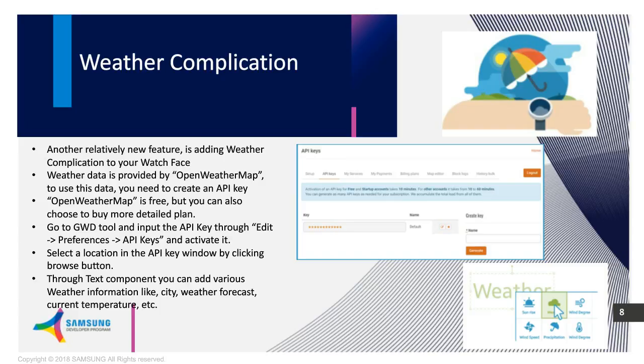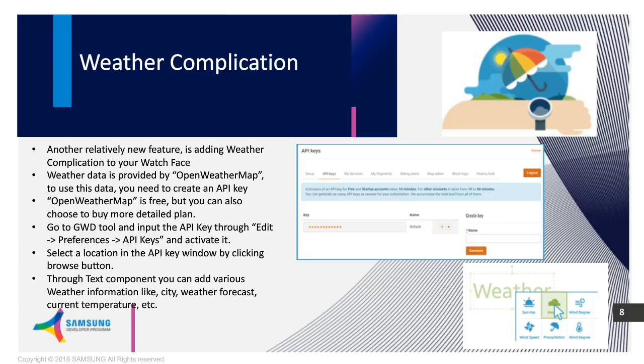It's very easy. You just need to have an email address, and once you confirm your email address, you'll be able to quickly create an account on the Open Weather Map website. Once you create an account, there is a button to create an API key. When you click that, it automatically creates and shows you an API key. All you need to do is copy that API key and paste it into your Gearwatch Designer tool and activate it. Once you activate the API key, your watch face is ready to use the weather data that has been provided by Open Weather Map.